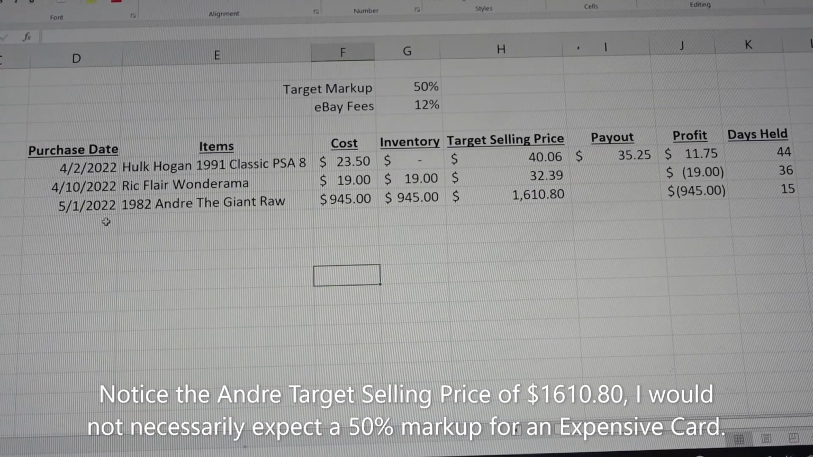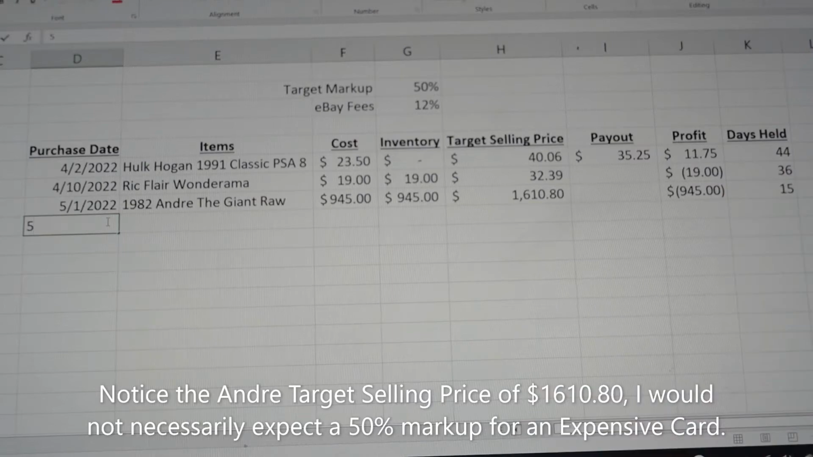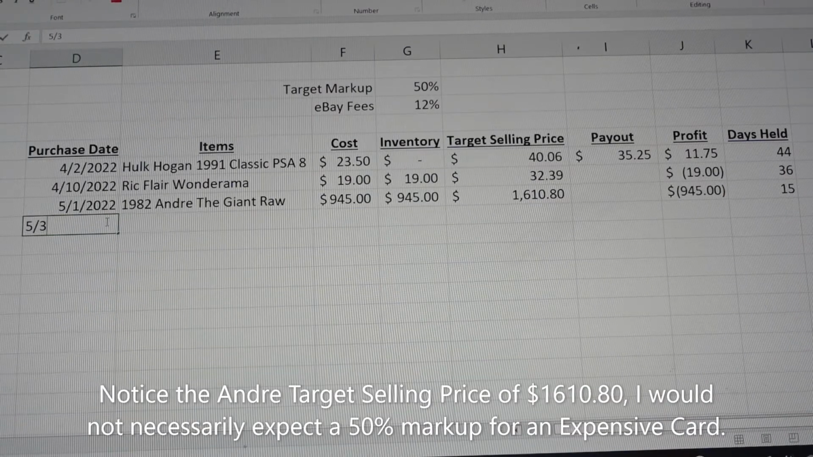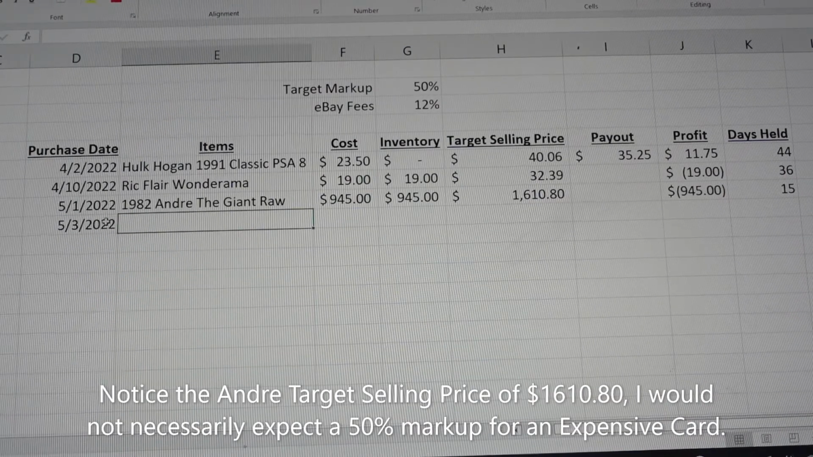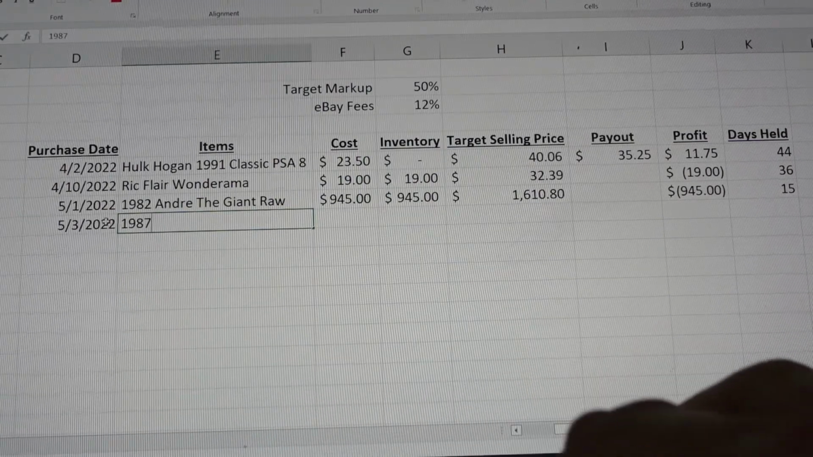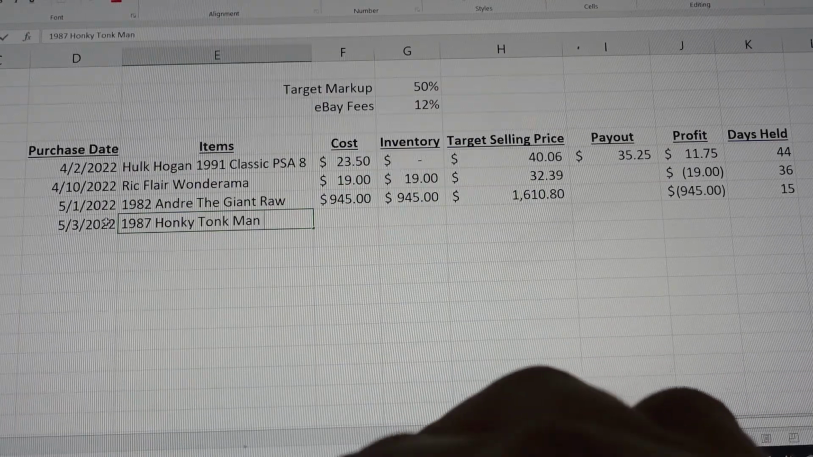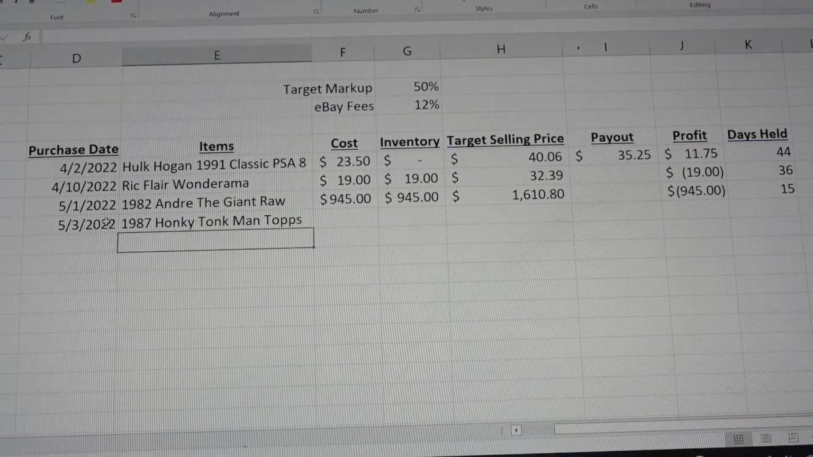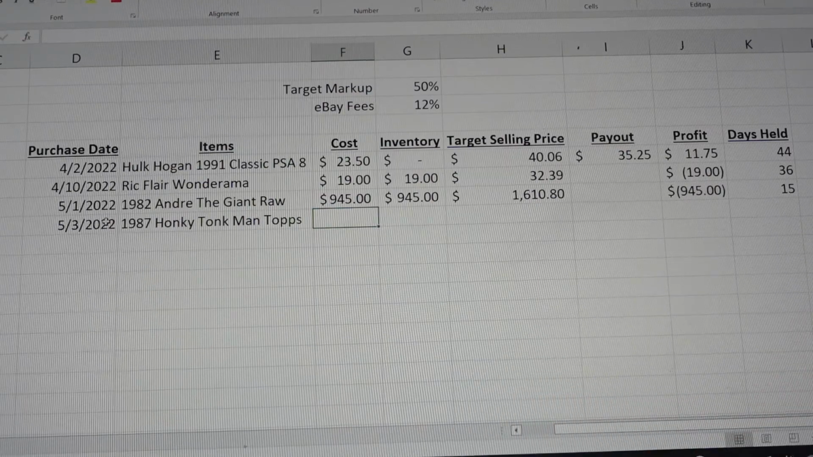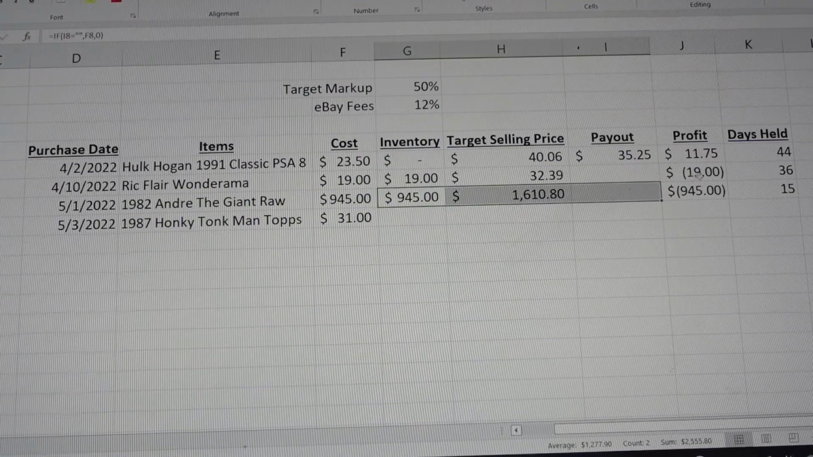And let's do one more card here. 5/3/22. I bought a 1987 Honky Tonk Man Topps card. I paid $31 for it. And again, let's copy our cells down.